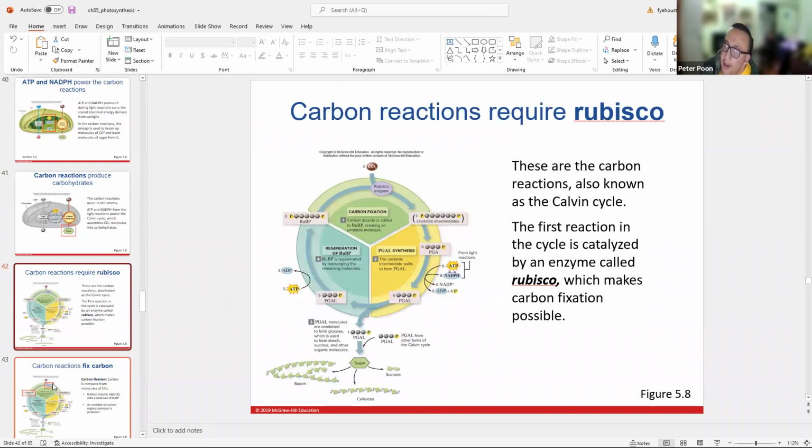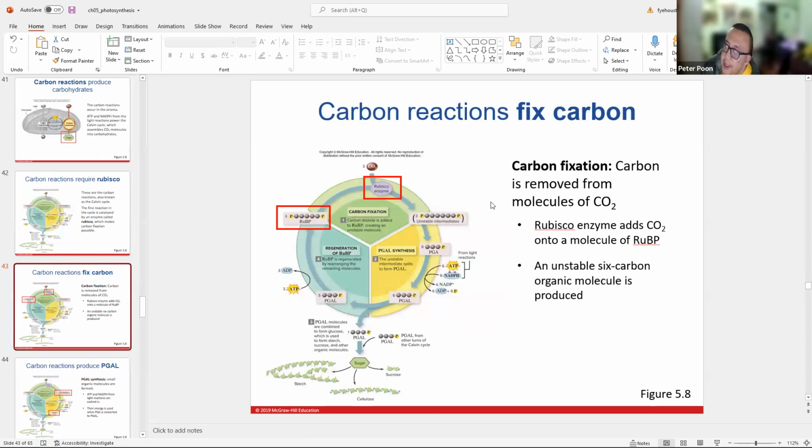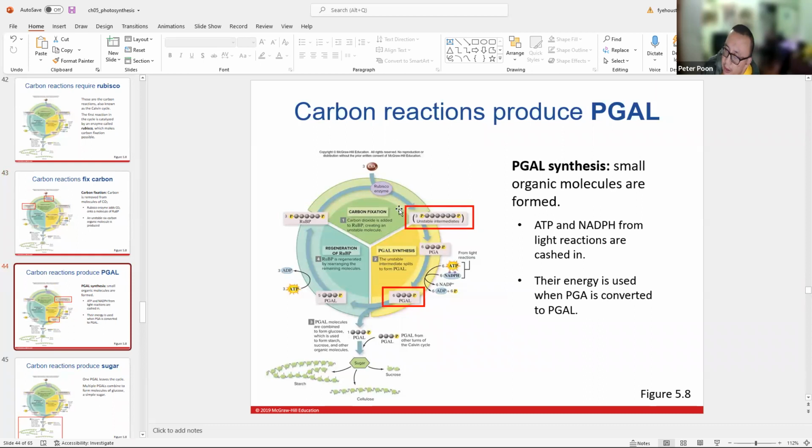The first reactant is called Rubisco. Rubisco is literally the most common enzyme on Earth. CO2 is captured by Rubisco. The first part is carbon fixation. Fix means to add to. So I'm taking CO2 and fixing it to Rubisco, and then I'm spinning it through this cycle here.